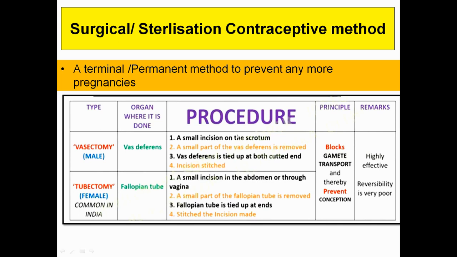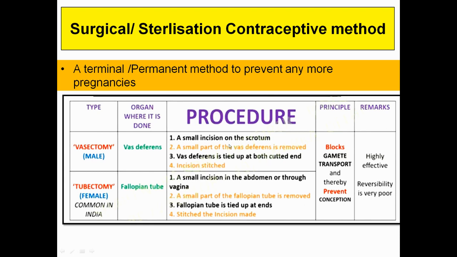Next is surgical sterilization or contraceptive method. This is very, very important. This is a terminal or permanent method for the termination of pregnancy. Vasectomy, as you know, is done in the male, and tubectomy is done in the female. In vasectomy, the vas deferens is cut and sealed.